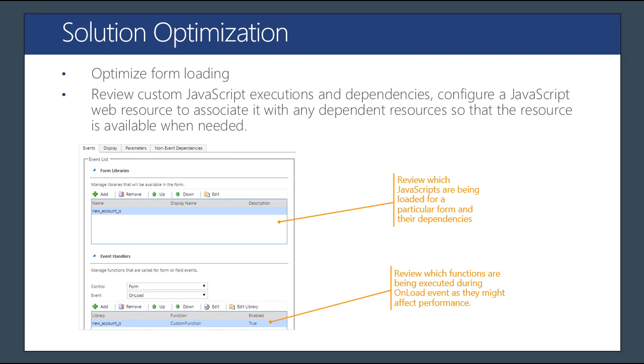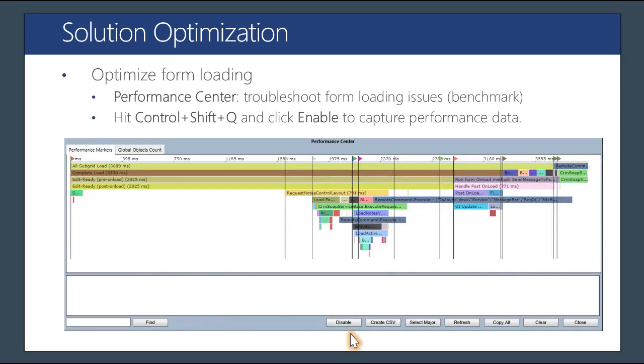So moving to slide 19. Yeah. Still in terms of form loading optimization, there is a feature called the Performance Center, which you can load by hitting Control-Shift-Q, which will actually allow you, when enabled, to assess what objects are taking more time to load and what may be affecting the load time of the form. And that will be helpful in terms of troubleshooting or in terms of understanding what can be improved.